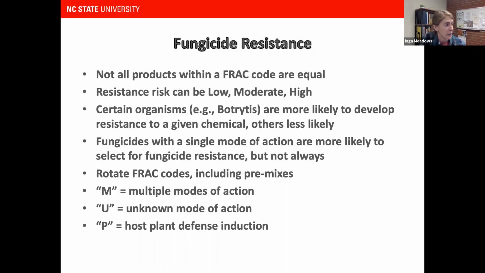Then the reason we rotate FRAC codes obviously is for minimizing or reducing that risk of fungicide resistance. And you'll see some letters in front of some of the FRAC codes. So you'll see M in front of some of them, and that means it has multiple modes of action versus a single mode of action. U is an unknown mode of action. Usually you'll see a U with products that are newer on the market. And then P means it has a host plant defense mechanism or induction. It's inducing the host plant to set up a defense. And these are less likely to develop fungicide resistance.